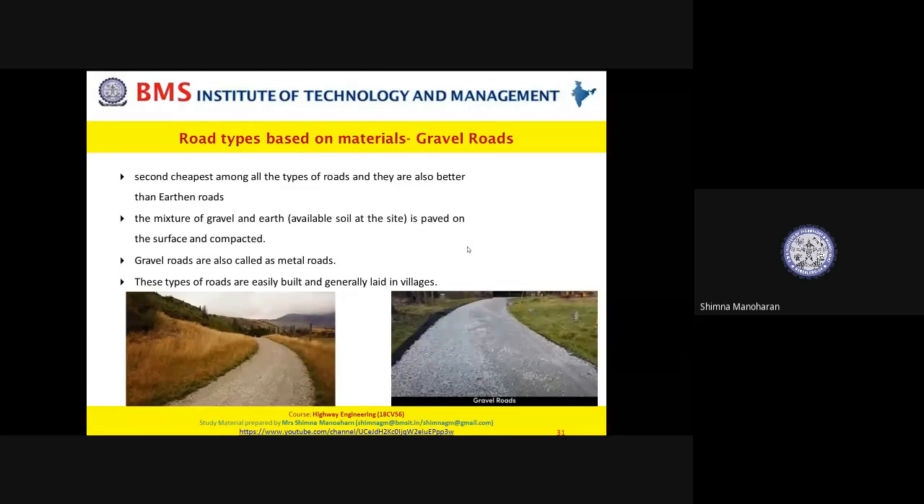So this has usually been done along any residential site. Gravel roads are also known as metal roads by any layman. These roads are easily built and can generally be laid in quick time, and it's usually seen in villages. I hope all of you have seen a gravel road, right? So you have the gravels, or in layman's language, the metal. This has been mixed with the earth that is available at the site, paved on the surface and compacted.